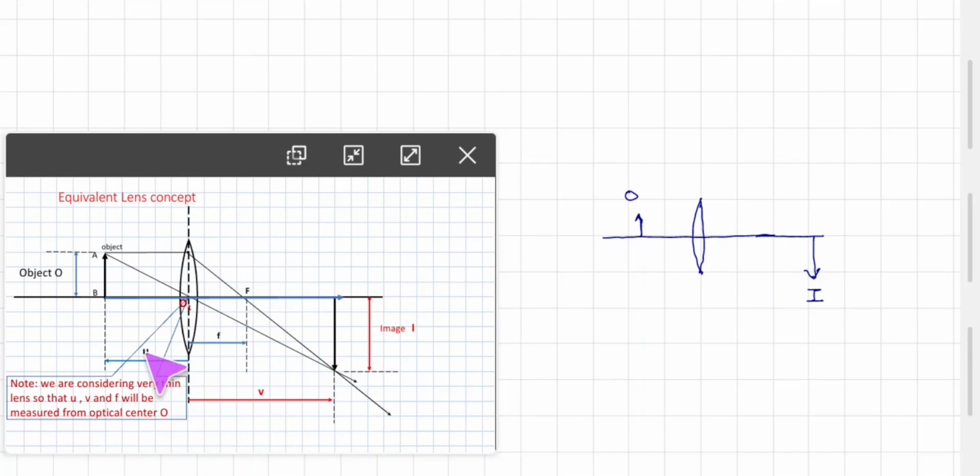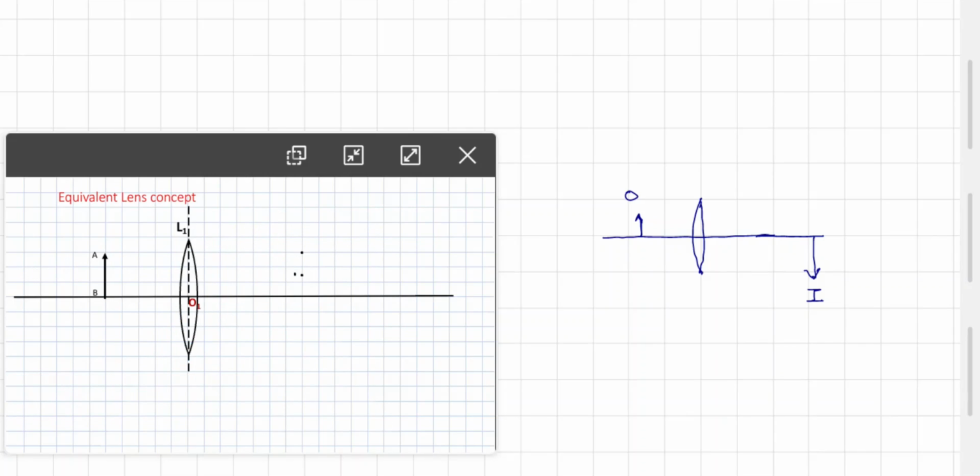Note here we are considering very thin lens, so that when we are measuring u, f and v, we are measuring it from optical center, since the poles are very close to this principal plane. Second, note the ray will be refracted from the principal plane that we are considering. Now here equivalent lens concept let us consider.